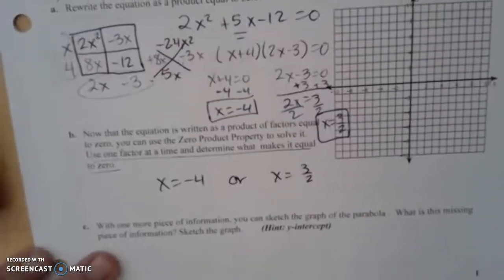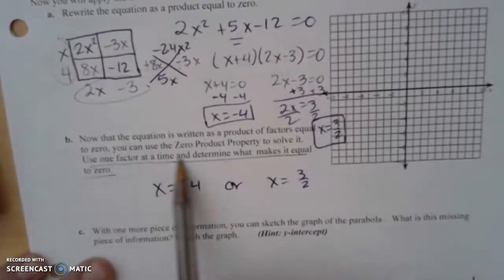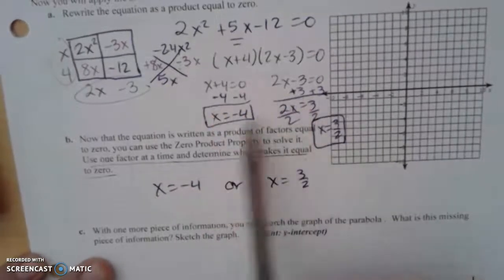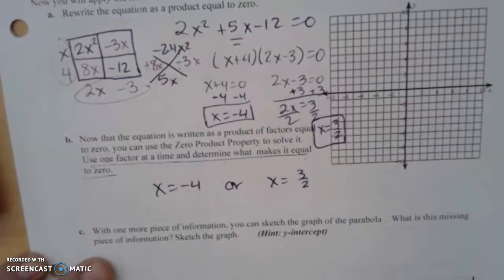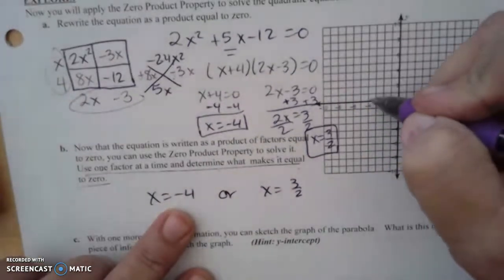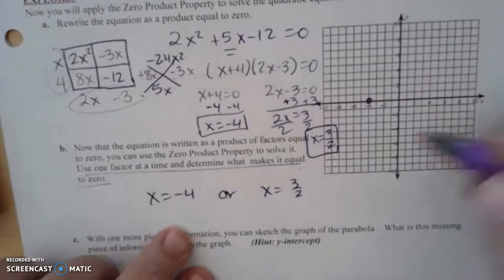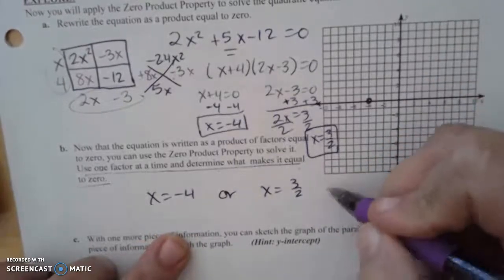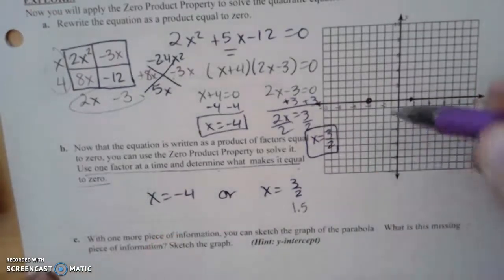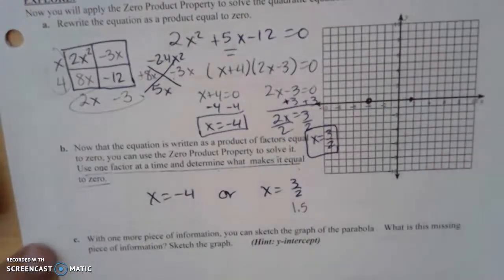You probably want to see what I'm writing. I did this right here: use one factor at a time to set it equal to 0. Why is that important? Because what we're discovering is that if x equals -4, I can go graph that. x equals -4 or x equals 3/2, which is 1.5. So we know that these are my x-intercepts.